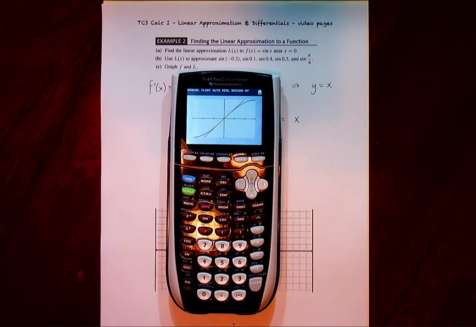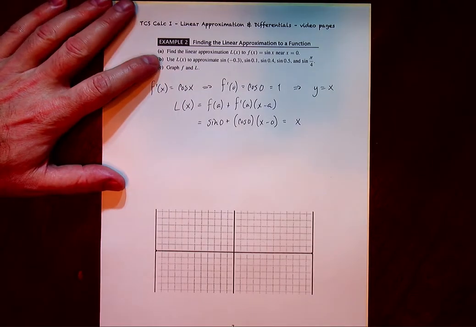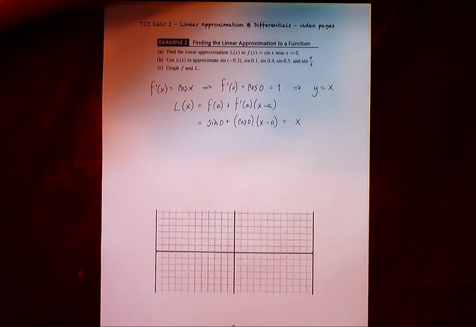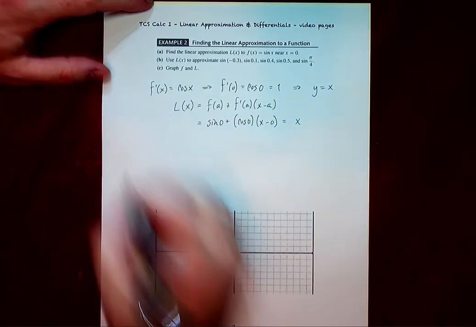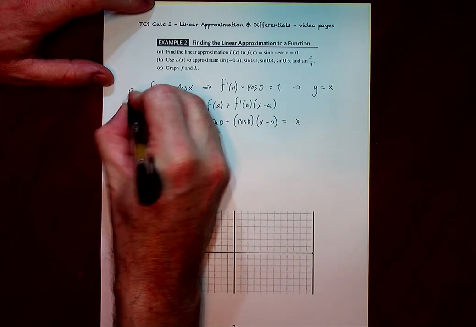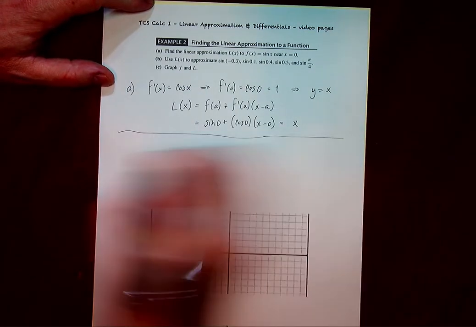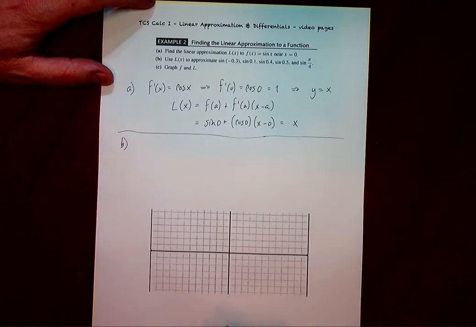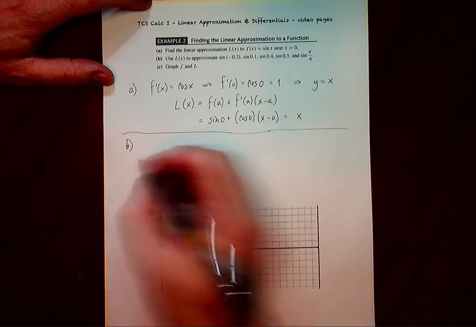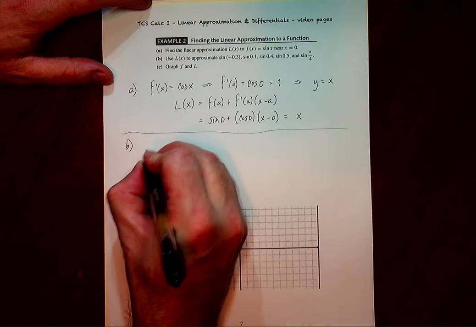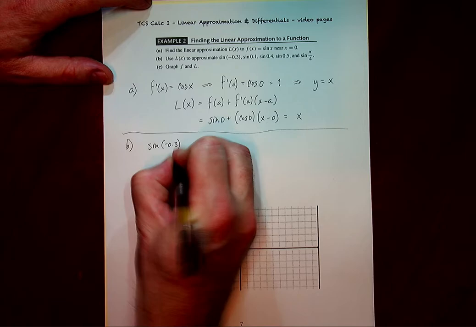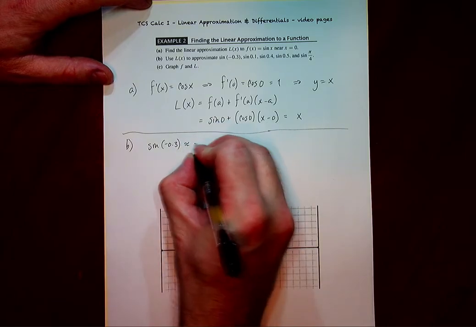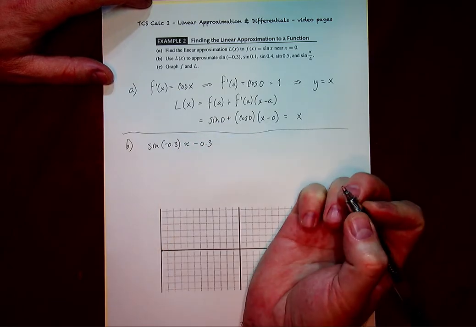So let's just do a few. I mean, they've given us 5 here to do, but we don't actually need to do all 5. So that was A. This winds up being B. Okay, well, it's really easy if you're using the identity function. So sine of negative 0.3 is approximately equal to negative 0.3.